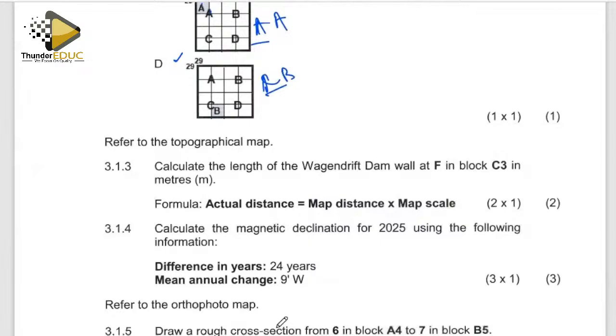Moving on to the next question, it says calculate the length of the Wagon Rift Dam at F. You do the same, you measure the distance, and you multiply. If you want the distance in meters, on a topographical map, you multiply your map distance in centimeters by 500 meters. If you are using an orthophoto, if you want your distance in meters, you measure the distance and multiply by 100 meters. You get your answer directly in meters.